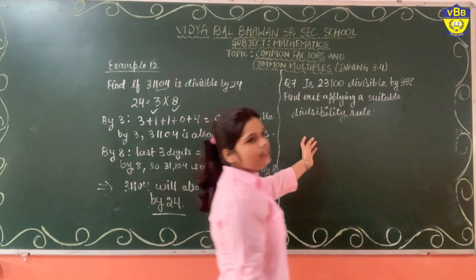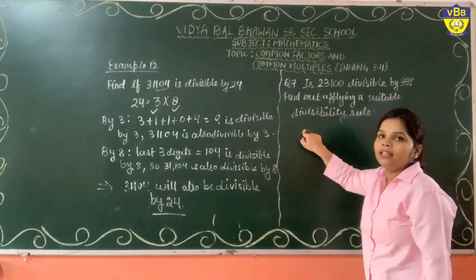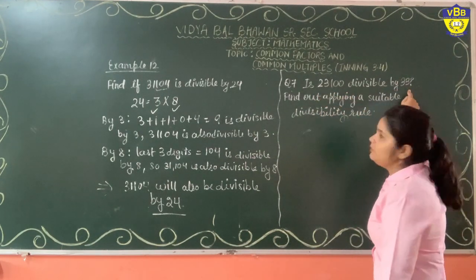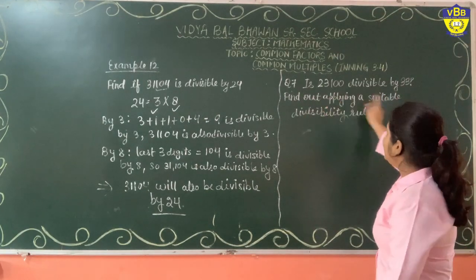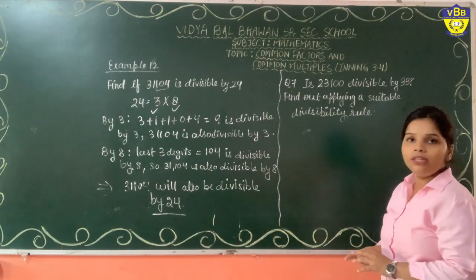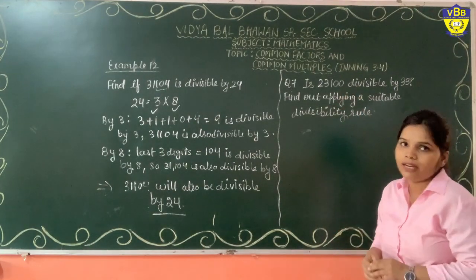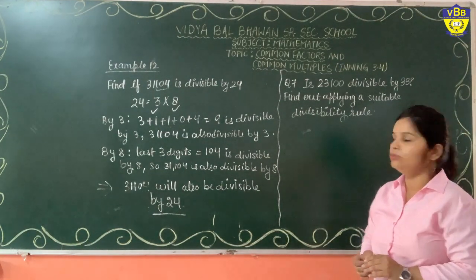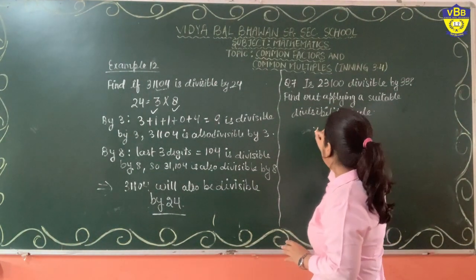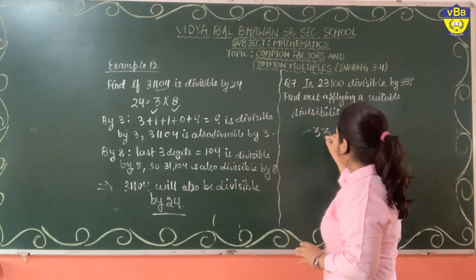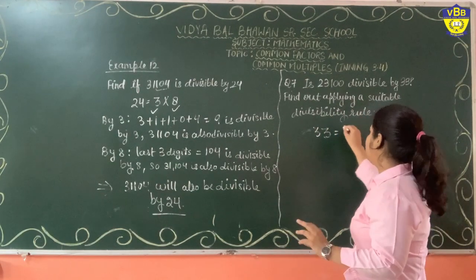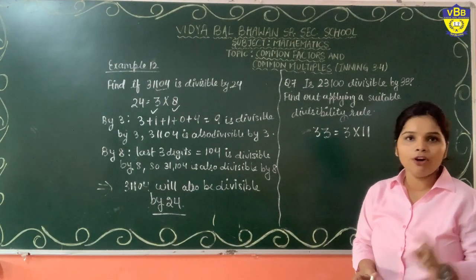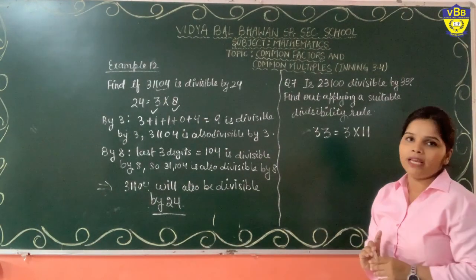Same we need to do with this exercise question, which asks: is 23,100 divisible by 33? Find out by applying a suitable divisibility rule. You don't need to find this by actually dividing. For that, you will write 33 as the product of two co-prime numbers, 3 and 11. 3 and 11 only have the common factor 1, so these are co-prime numbers.